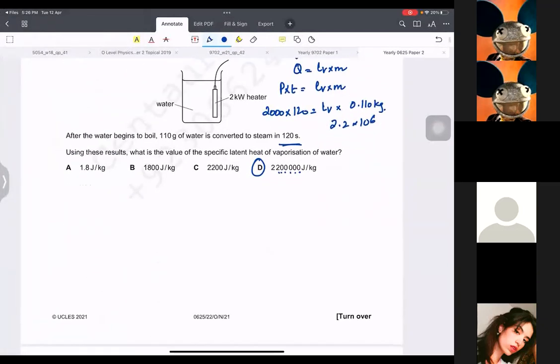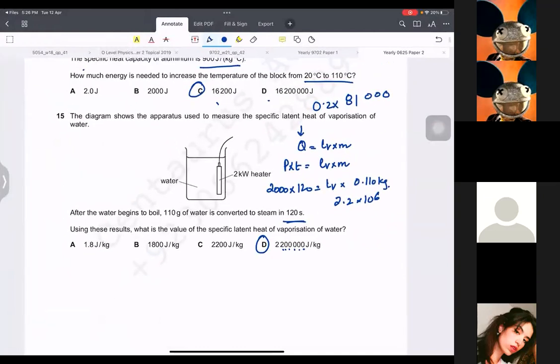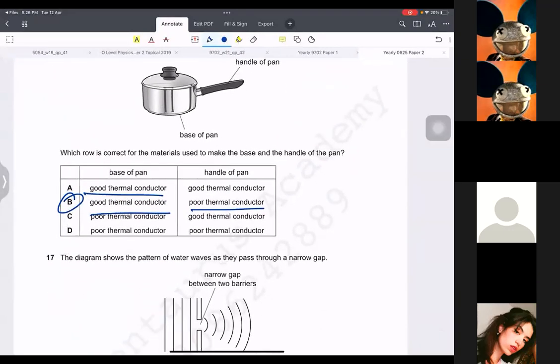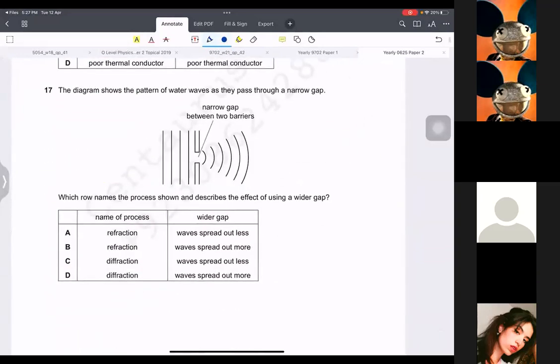Okay, now if you have any questions, please let me know. Now, 16. Which row describes the base of the pan and the handle of the pan? Base of the pan is a good conductor, and handle of the pan is a poor thermal conductor. What is this question? So easy. Now, 17. Which row describes this? This is diffraction, and waves spread out.